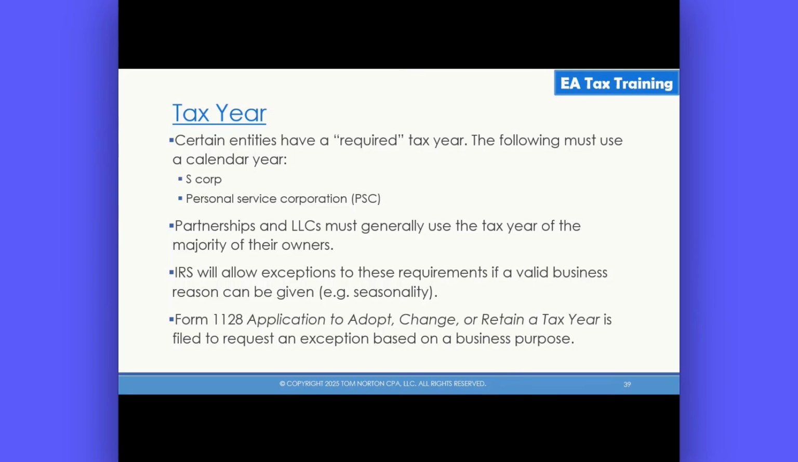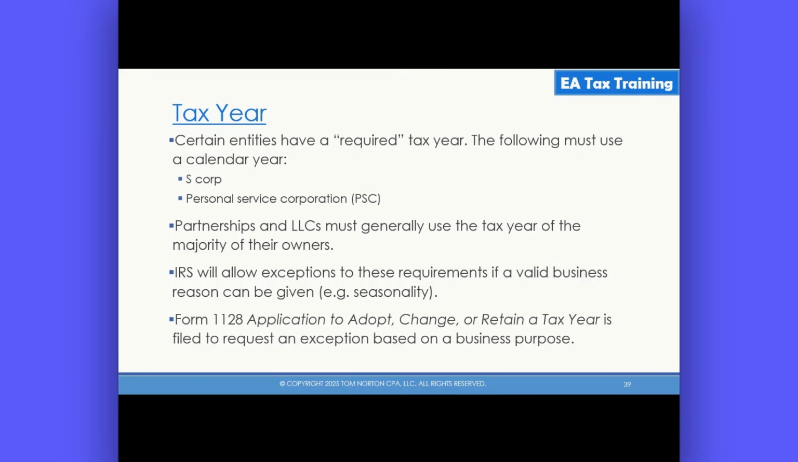A partnership or an LLC must generally use the tax year of the majority of their owners. Again, if the majority of the owners are individuals, those individuals have a calendar year, so that partnership is going to have a calendar year as well. But remember, corporations can also be partners in partnerships. Other partnerships can be a partner in a partnership. So if you've got a C corporation, for example, with a May 31st year end, and they are the majority partner in a partnership, then that partnership needs to have a May 31st year end.